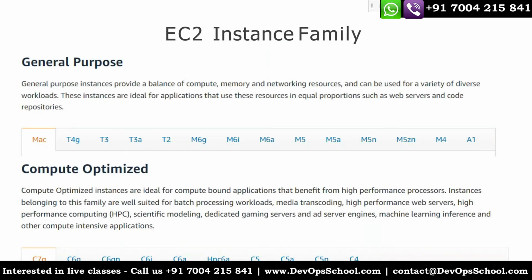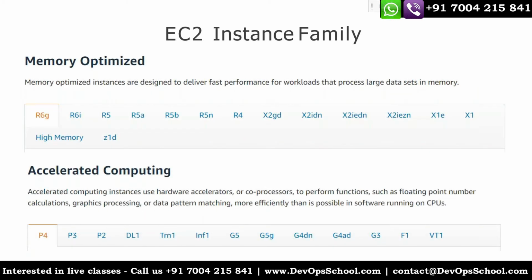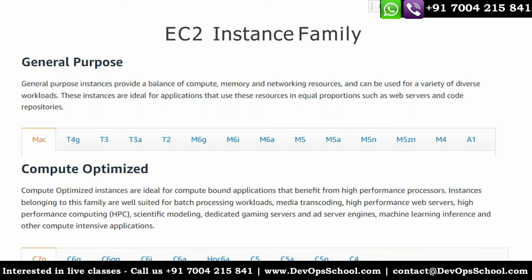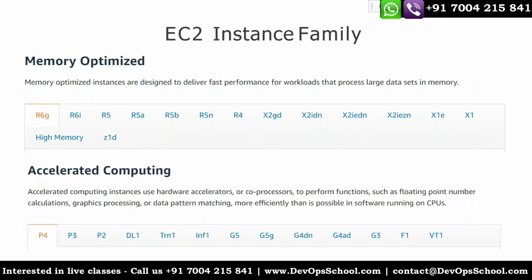Look at this here. This is general purpose: Mac, T4G, T3, T3A, T2, and so on. Compute optimized, you see this C, stuff like that. Here you have memory optimized, and here you have accelerated computing. So there are so many types, and they keep coming and getting deprecated also. Right now we are using only the general type. We have used the T1 and M1, and general purpose for our regular work.